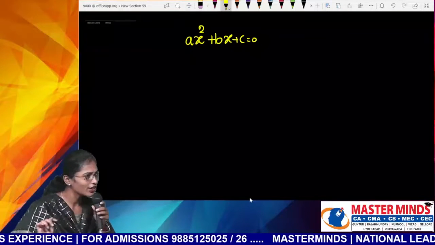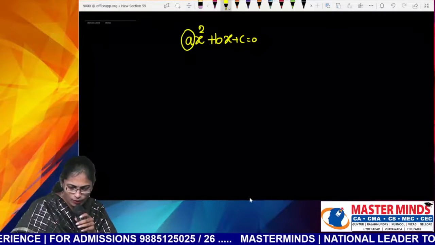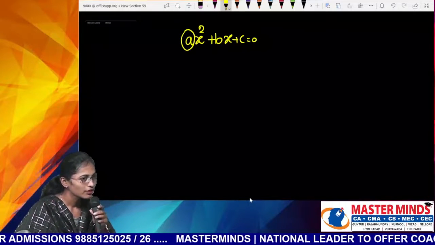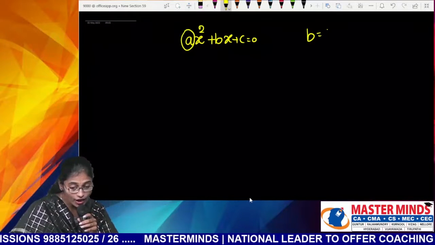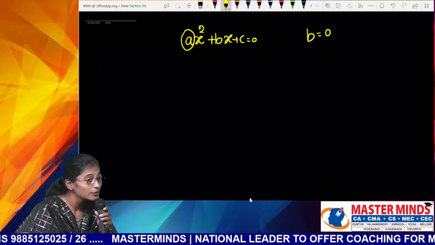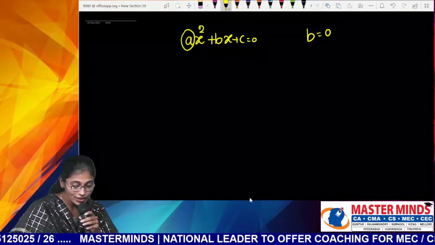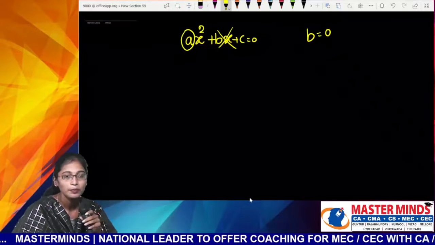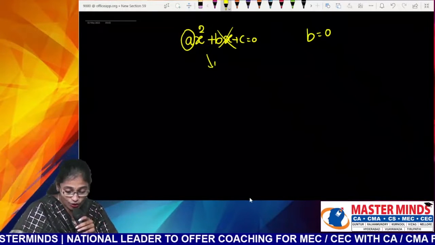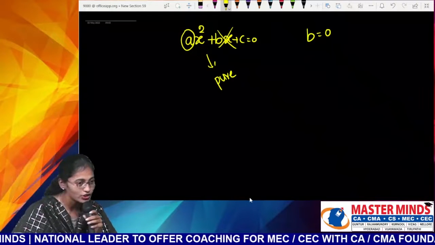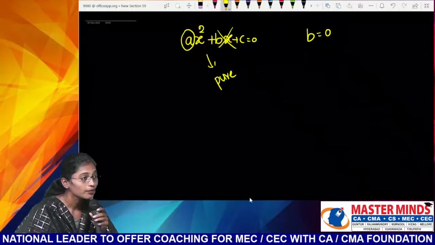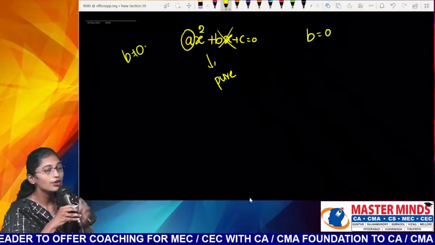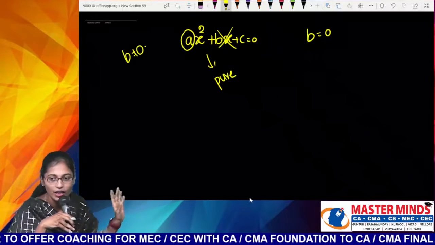So I have another doubt. If a equals 0, can it be a quadratic equation? But if b equals 0, is it a quadratic equation? If b equals 0, how does the equation look like? ax square plus c. That is the so-called pure quadratic equation. Suppose if b is not equal to 0, that is the so-called affected quadratic equation.